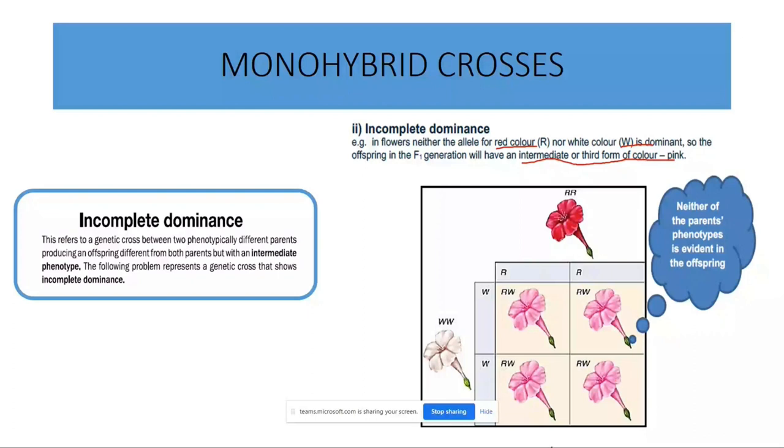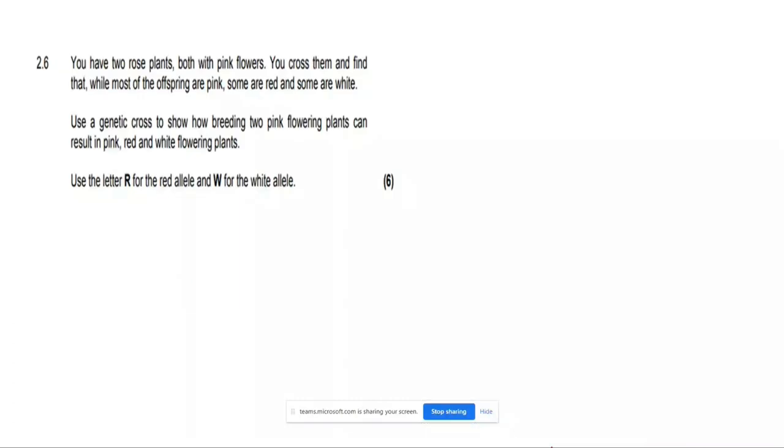Here's an example from an exam. We have two rose plants, both with pink flowers. You cross them and find that while most of the offspring are pink, you get pink, you get red, and you get white. So it's three different colors. Use a genetic cross to show how breeding two pink flowering plants can result in pink, red, and white. Use the letters R for red, W for white. So here they've switched it on you. They've already given you the results. They tell you when you cross, you get pink, but some are red and some are white. And what must you use?